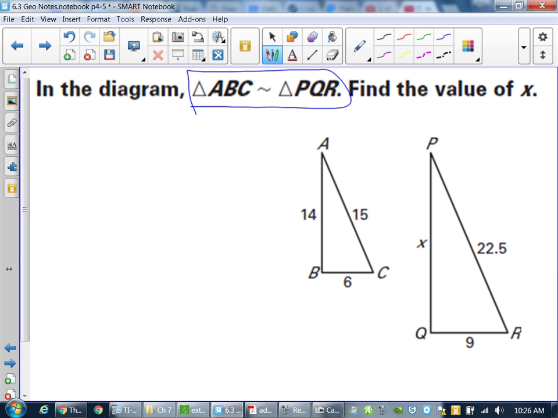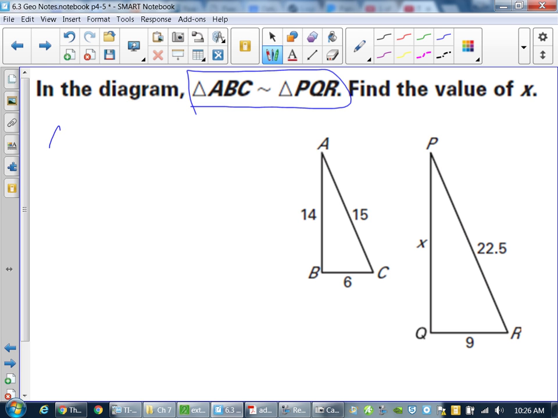Now notice how it gives us the similarity from ABC to PQR. See how it's going from left to right in the diagrams? So the triangle on the left, where am I going to put that? In the numerator or denominator, you think? Yeah, that's it. Work from left to right.